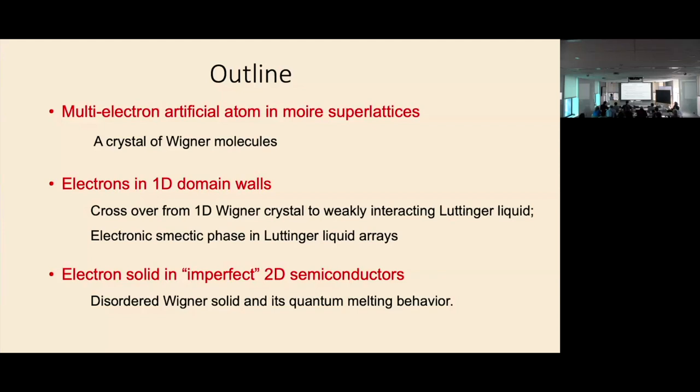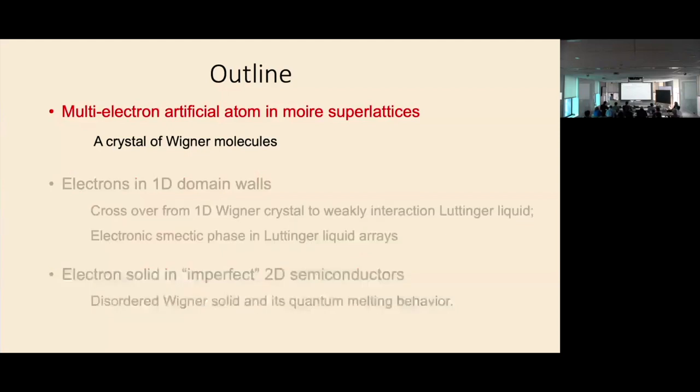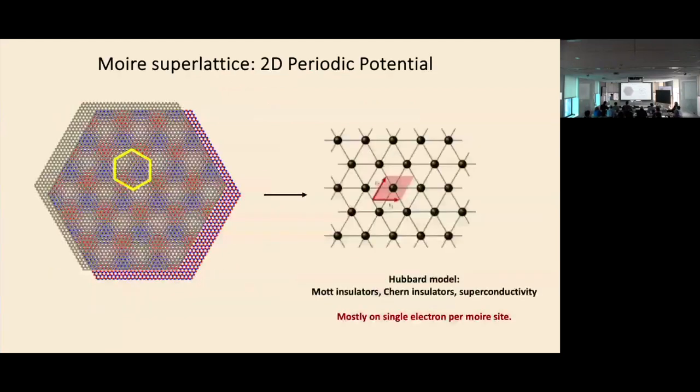And last, I will show you what happens when you have just plain 2D material, but with disorder, how the Wigner solid and this kind of solid-liquid transition look like. Okay, so we start with the first case where you have Moiré superlattices.